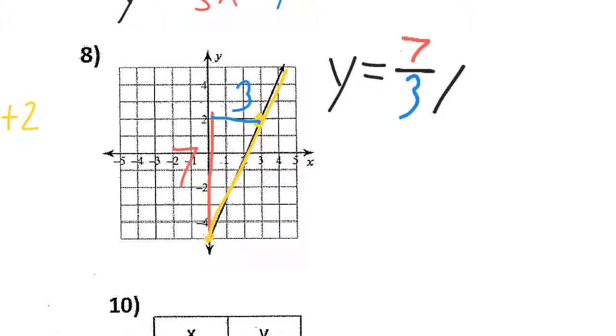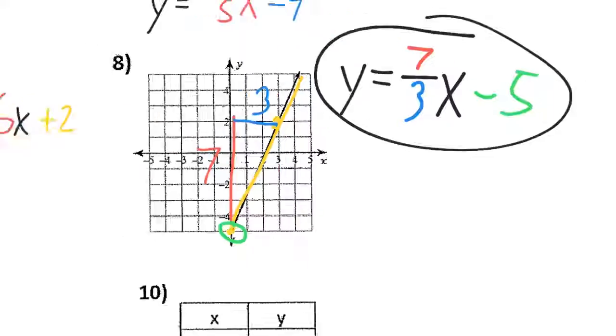So 7/3 x plus my y-intercept. Well, my y-intercept is down here at negative 5. So I'm actually going to change it. I could do plus negative 5, but that bugs me. I would much rather just do minus 5. That's what we're looking for on that one.